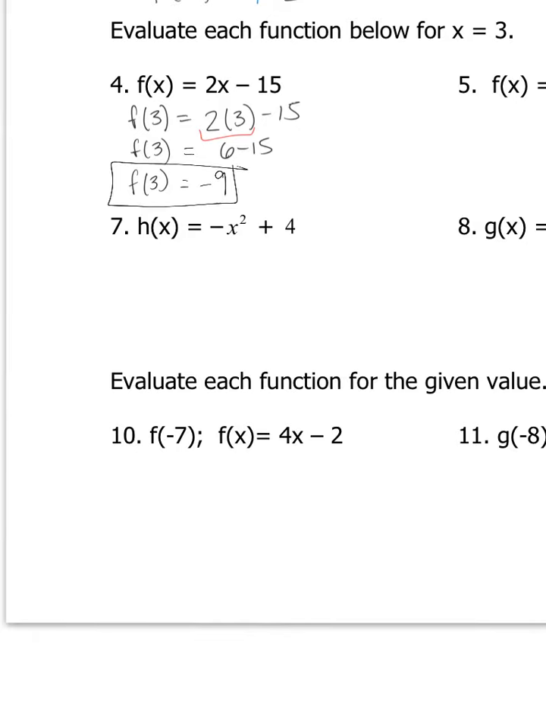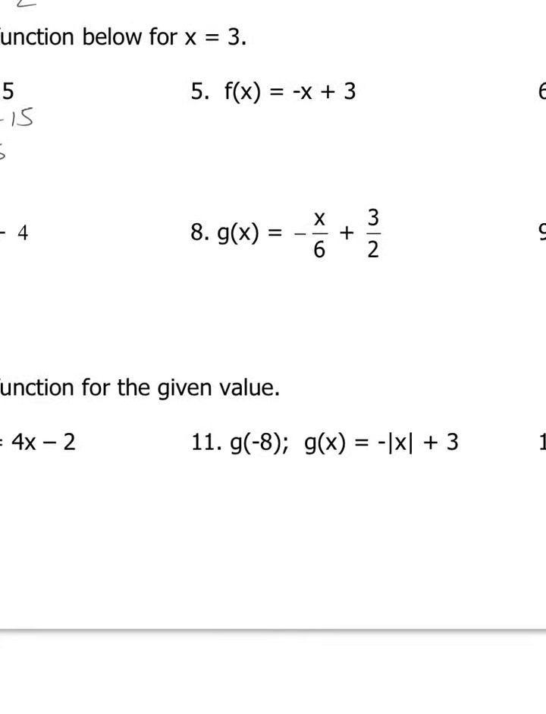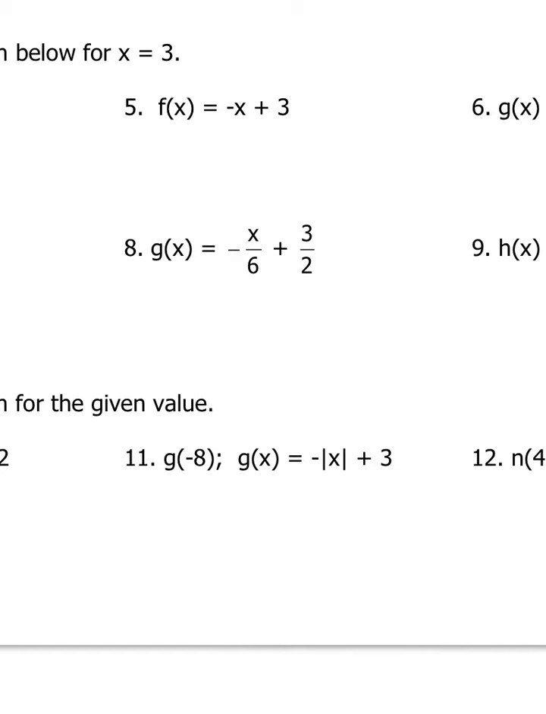Make sure you have your function notation there. I won't give full credit unless I have this part there in your answer as well. The next one, I'm still going to be plugging in 3, so f of 3 over here is going to be -3 plus 3, which would, of course, just equal out to 0.